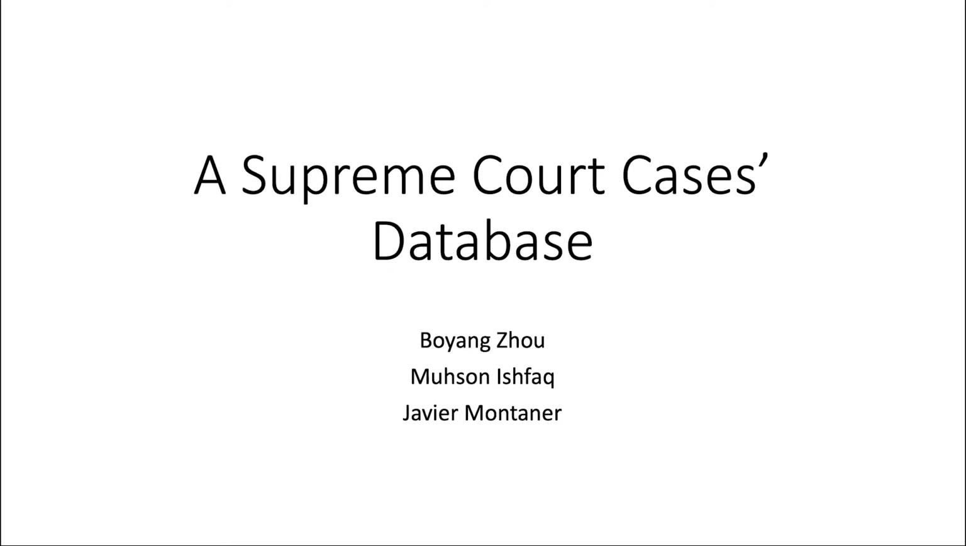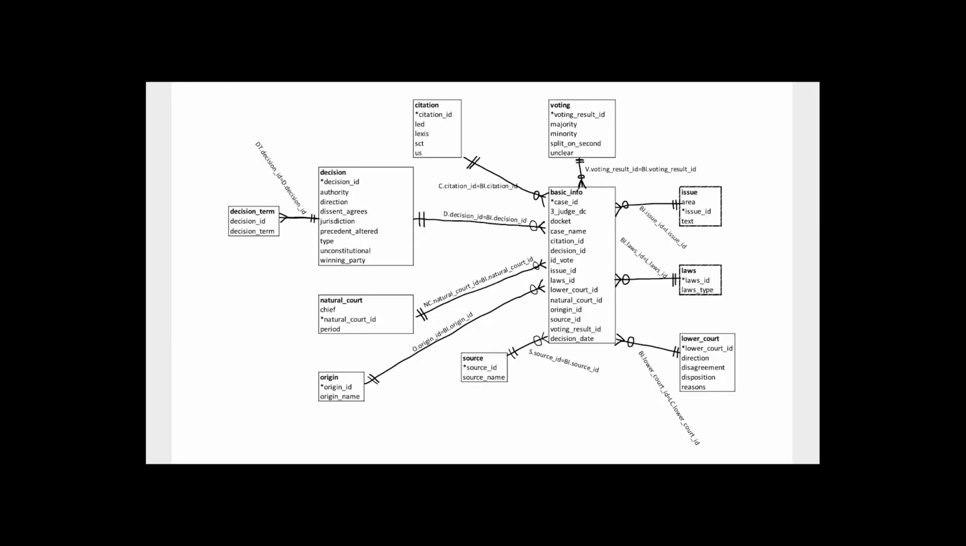Now, I will present the cross-flow diagram of our design. This is our cross-flow diagram. I will go through all tables starting from basic info, and then to citation, and then in an anti-clockwise order to the other tables. The table basic info is the main table. It includes all the corresponding information of a case.